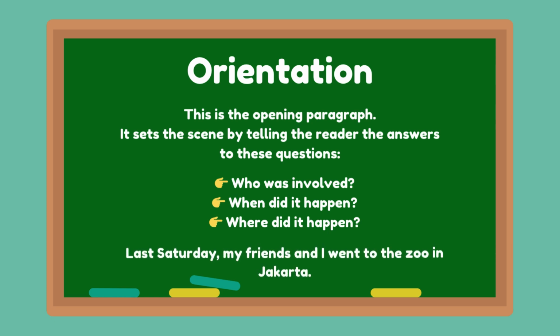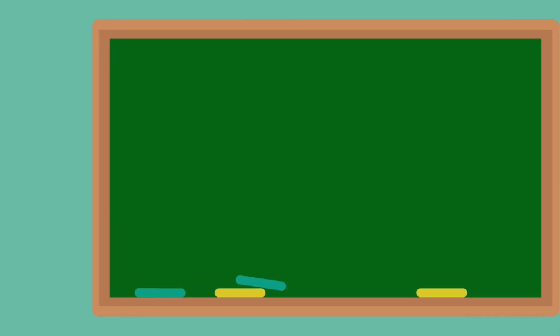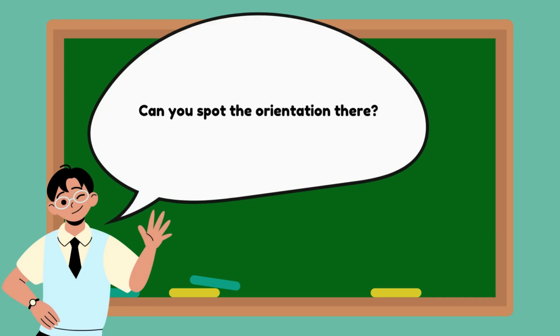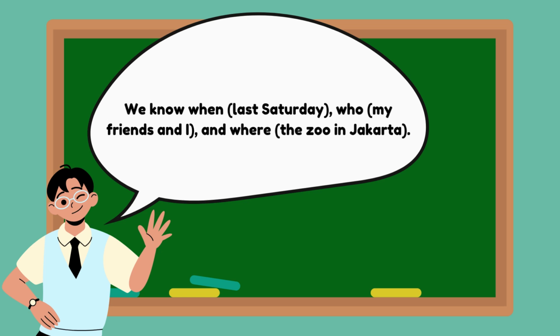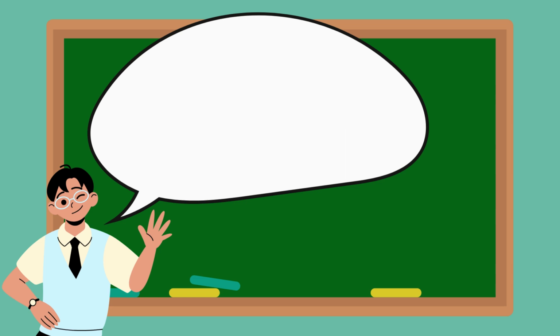For example, last Saturday, my friends and I went to the zoo in Jakarta. Can you spot the orientation there? Yes, we know when: last Saturday. Who? My friends and I. And last is where? The zoo in Jakarta.